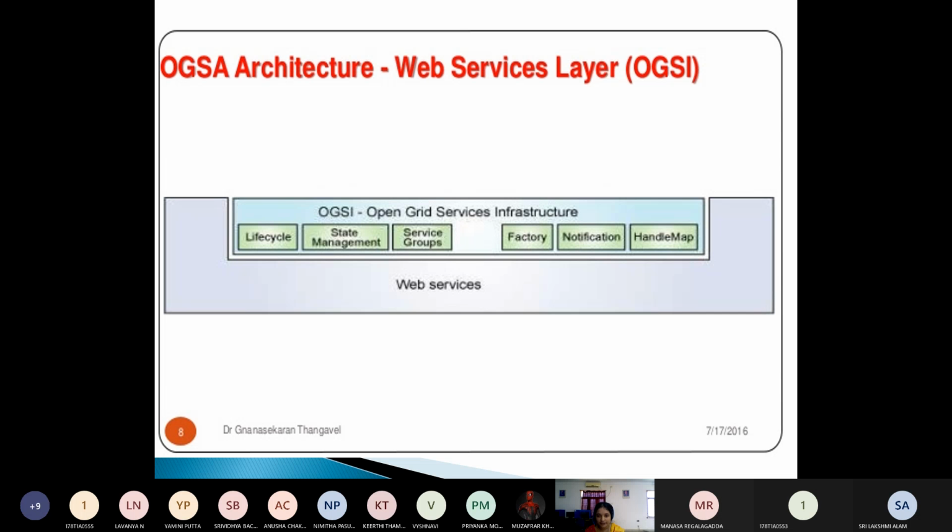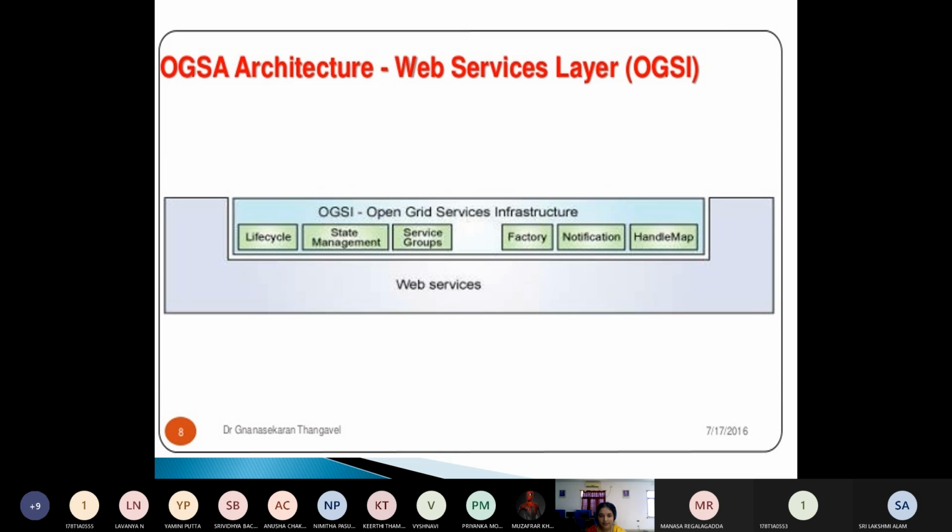These are the different infrastructures we have: life cycle, state management, service groups, notifications, factory, and handle map. So these are the different infrastructures available in the web service layer. Now we will discuss this diagram.